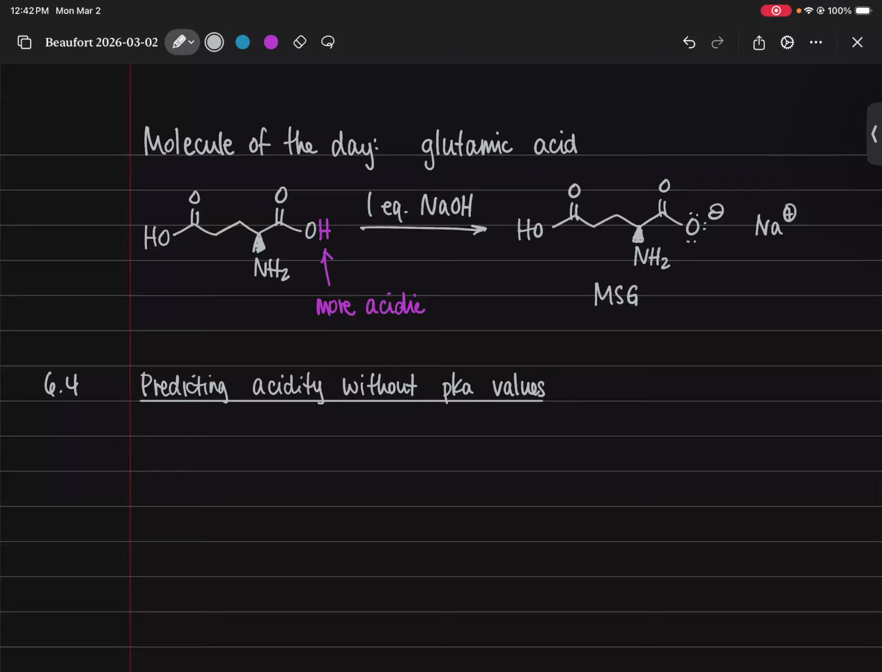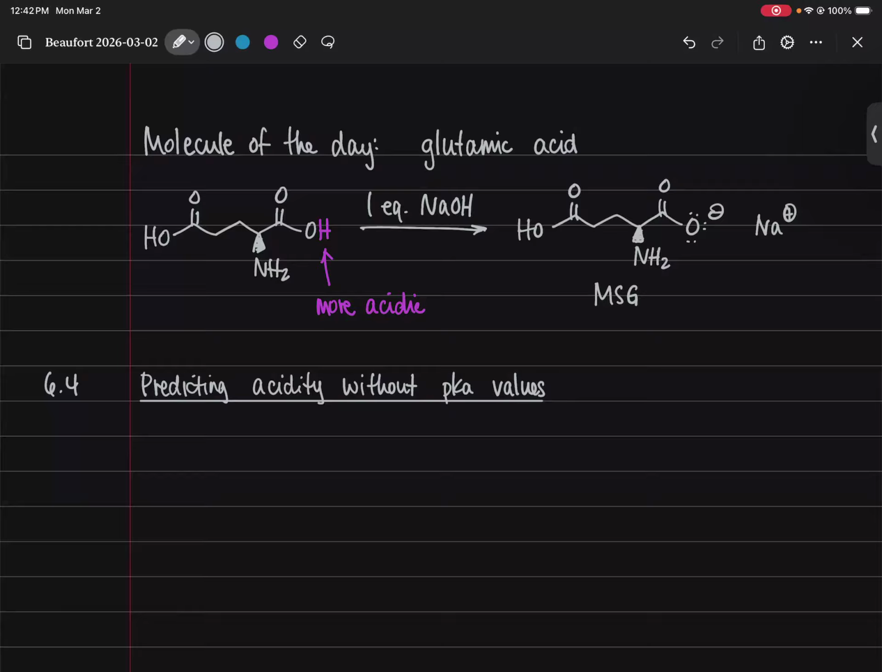All right. So, predicting acidity without using pKa values. This is really convenient because the pKa table that I gave you only shows, what, a dozen or so different potential acids. And sure, you can sort of extrapolate and say, okay, if a molecule has like one extra methyl group, it's probably not going to affect the acidity too much. But what about things that aren't similar to things that are on the pKa chart? Well, we can figure that out.